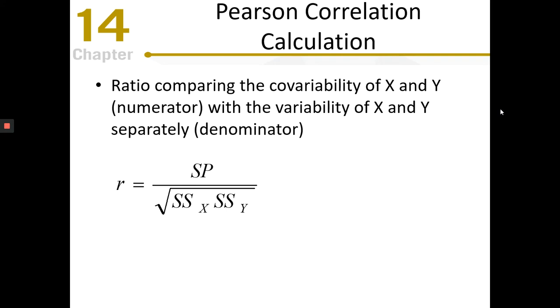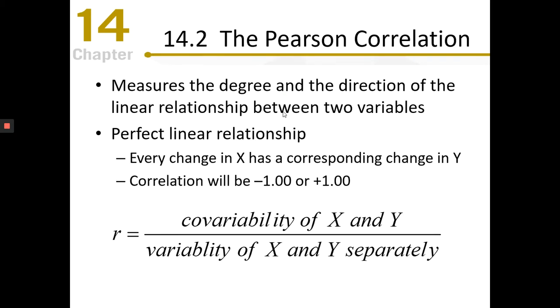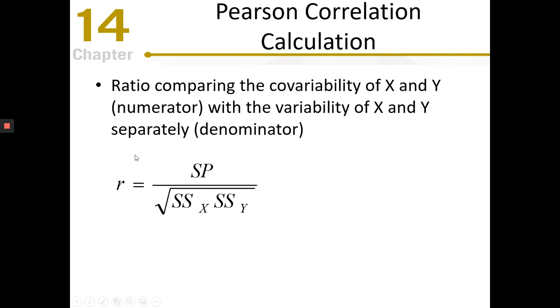And so here is the formula. You won't understand the full formula yet because I'm not giving you the top part yet. So basically this ratio, which again is conceptually the co-variability of x and y over the variability of x separately from the variability of y separately. SP is actually going to be the measure of co-variability. We're going to get into that in a bit. I'm going to give you formulas for that.